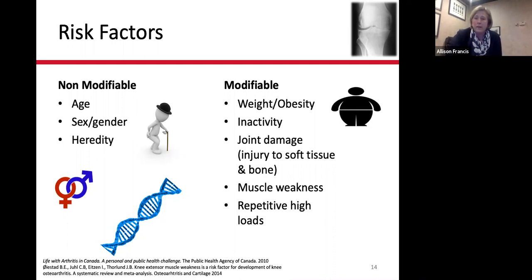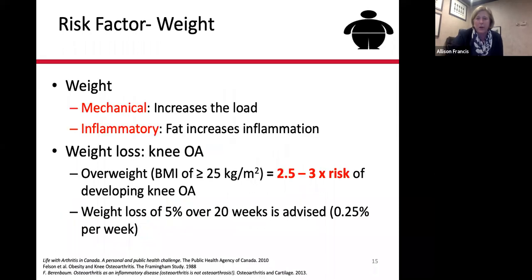Women are more likely to develop osteoarthritis, especially after the age of 50. And then we know that there's a complex set of hereditary factors, so genetic factors. So if your parents had osteoarthritis, you might be more likely to develop osteoarthritis, although it's not a direct link, there's just more of a likelihood. And then we're going to discuss the modifiable risk factors, or things that you actually have some control over.